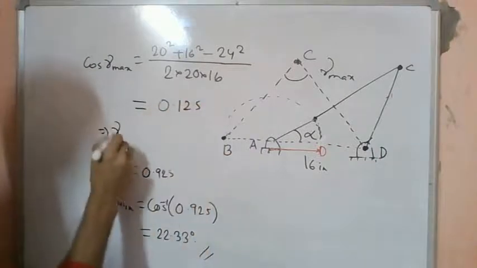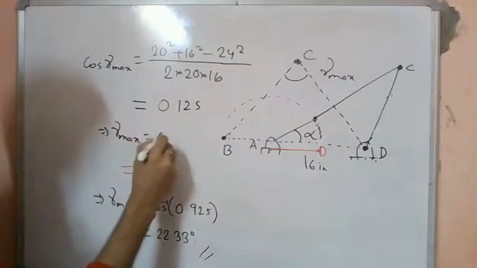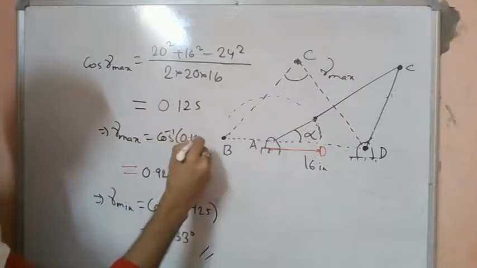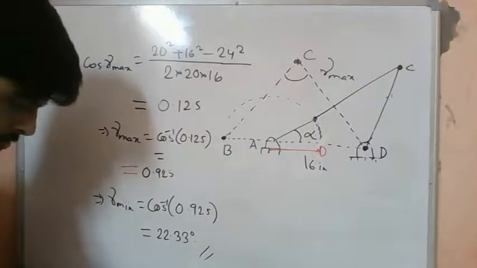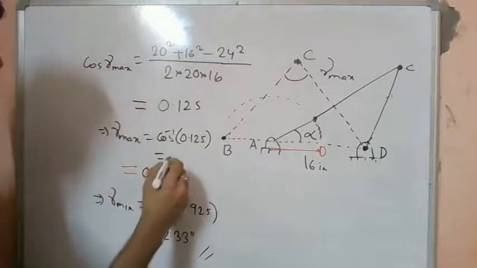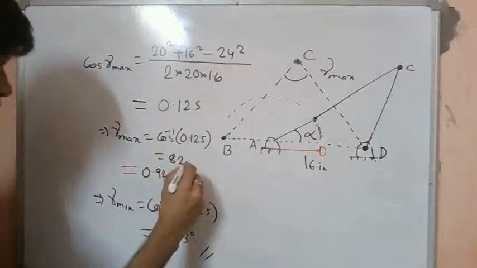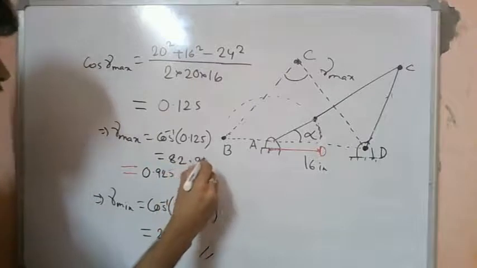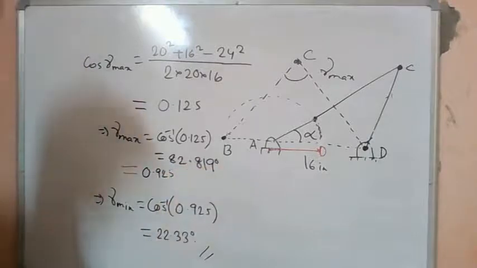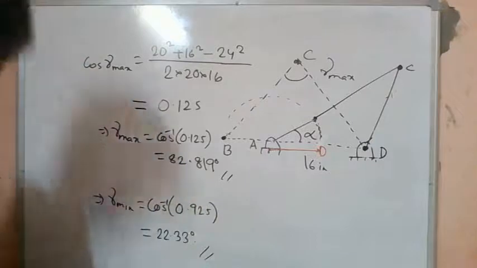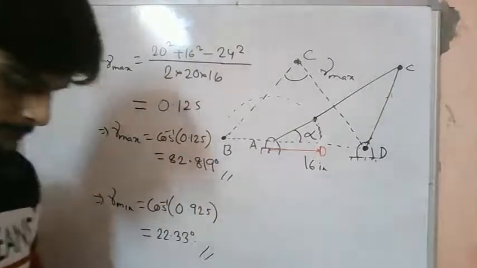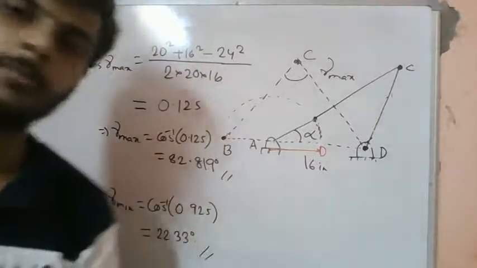So gamma max is cos inverse of 0.125, which is nothing but 82.819 degrees. Okay, so 82.819 degrees, this is the maximum transmission angle and this is the minimum transmission angle. Okay, these are the maximum and the minimum transmission angles.